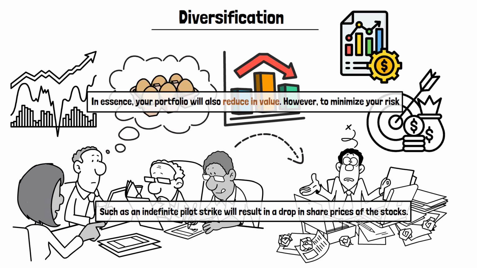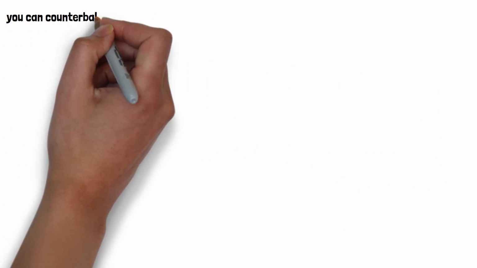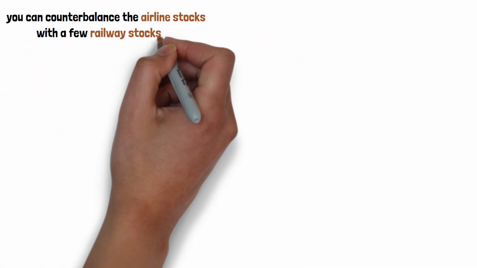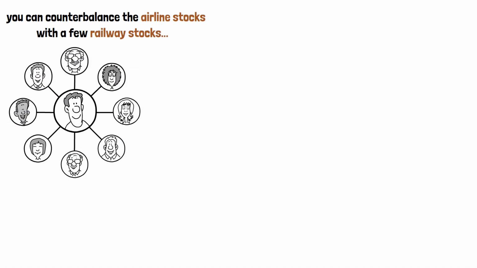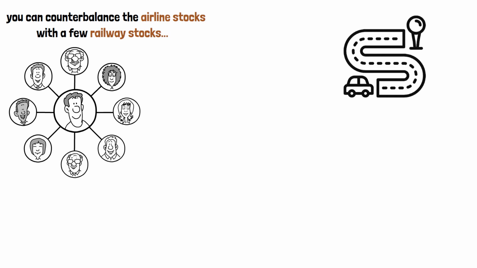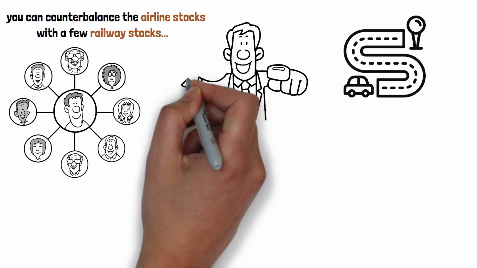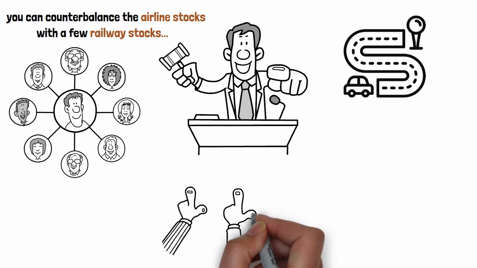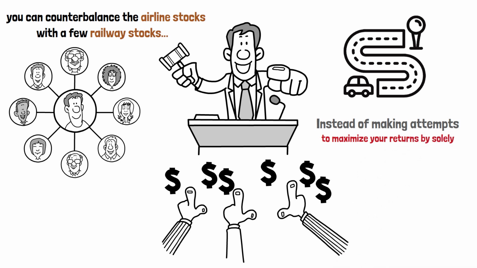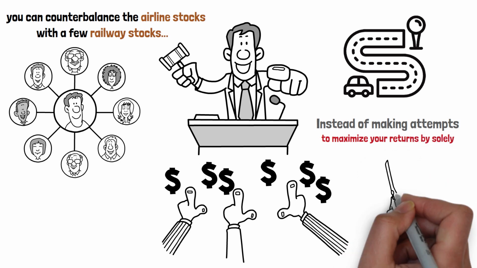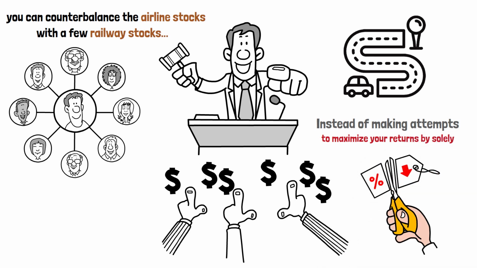However, to minimize your risk, you can counterbalance the airline stocks with a few railway stocks. There's a good chance that the prices of railroad stocks will rise as soon as passengers consider it as an alternative mode of transportation. This is a simple yet effective illustration of diversification. Therefore, instead of making attempts to maximize your returns by solely investing in what you consider the most profitable company, diversifying helps you to put up a defensive position against significant losses.